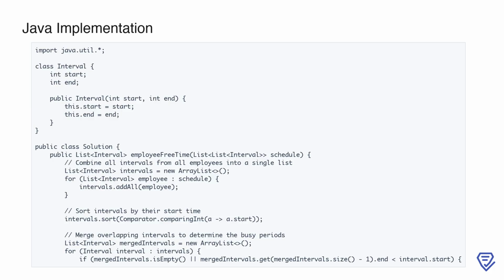Next, in the solution class, we implement the employee free time method, which takes a list of employee schedules as input. Each employee's schedule is a list of time intervals during which they are busy. The first step in this method is to flatten the input. We combine all the intervals from all employees into a single list, making it easier to work with the data as a whole. Once we have this combined list, we sort it based on the start time of each interval. Sorting ensures that we process intervals in chronological order, which is crucial for merging overlapping intervals efficiently.